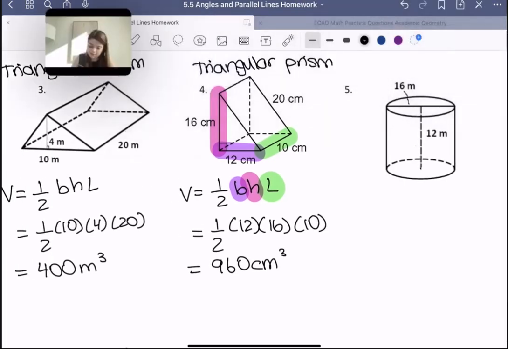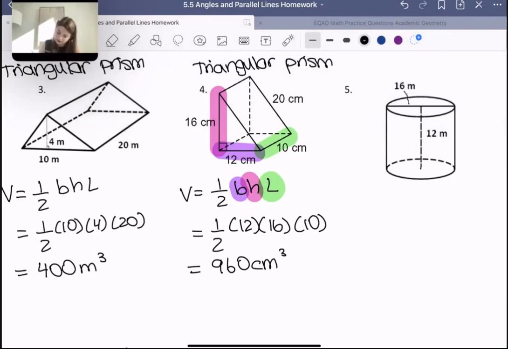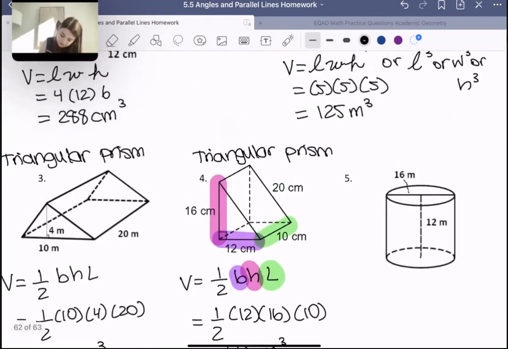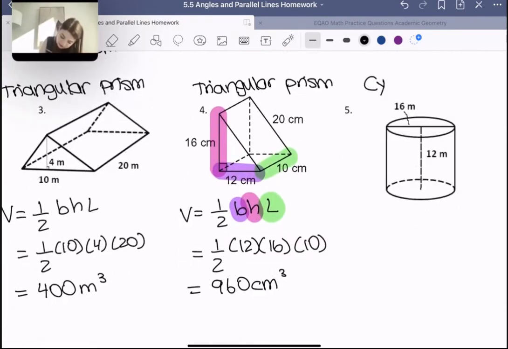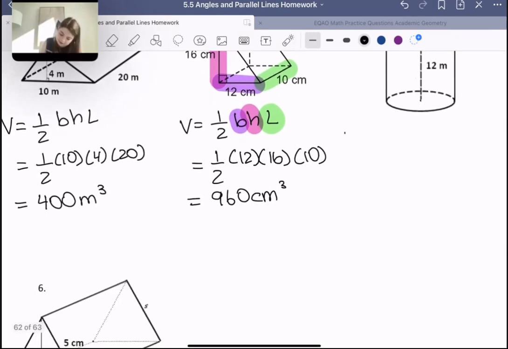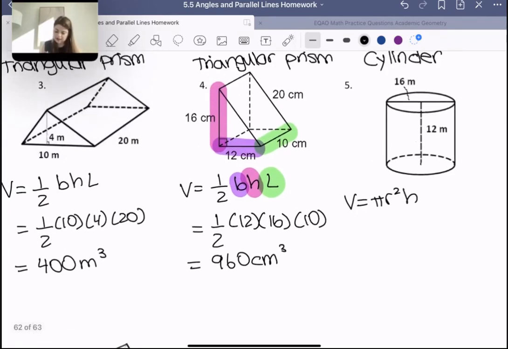So number 5 says we have 16 as our diameter and 12 as our height, looks like. So this is what kind of shape, first of all? This is a cylinder. So this isn't a prism. This is a cylinder. And the volume of a cylinder is pi r squared h, right? So the area of the base times the height.